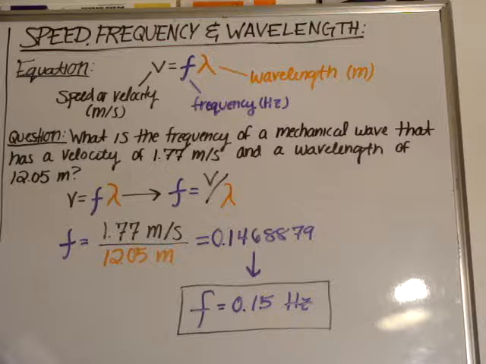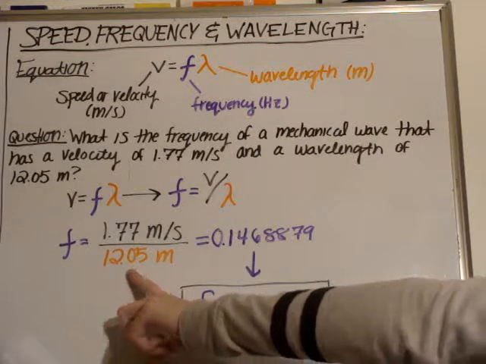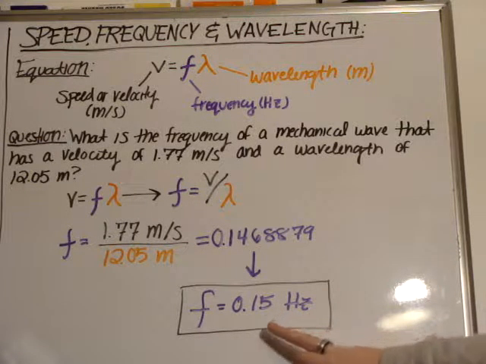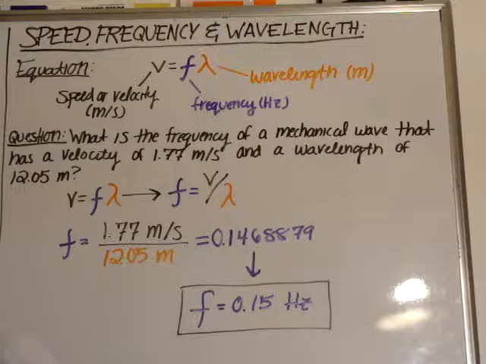So what you're going to do now is, using our rearranged equation, take the values from the original question and plug them into the equation. So our frequency is going to equal 1.77 meters per second divided by 12.05 meters. And that's going to equal this decimal here, but because of significant figures, each of these only has two decimals, the 1.77 and the 12.05. So this is going to simplify to two decimal spaces. So frequency in this case is going to equal 0.15 hertz.